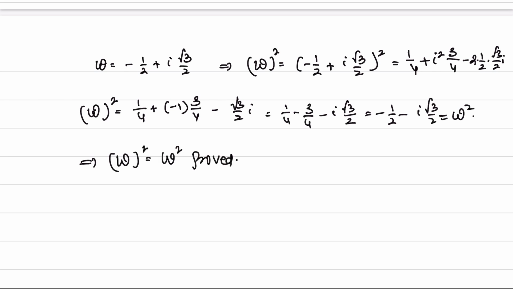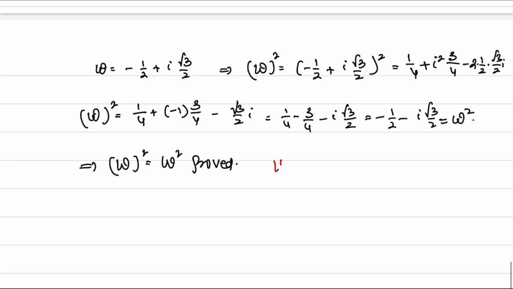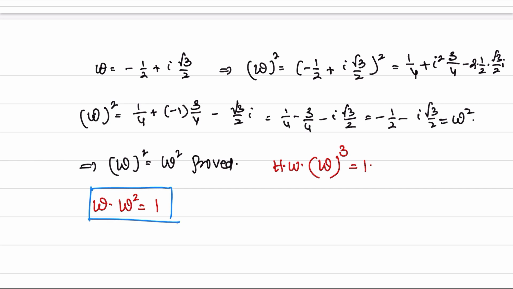Now, as a homework, you have to prove omega whole cube is equal to 1. Or you can prove omega into omega square is equal to 1. Either way, you please prove. These are the 3 roots of unity: omega, omega square and 1.